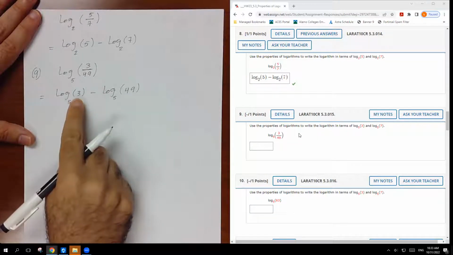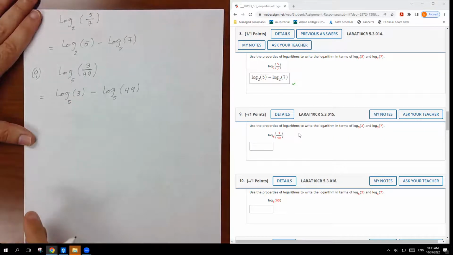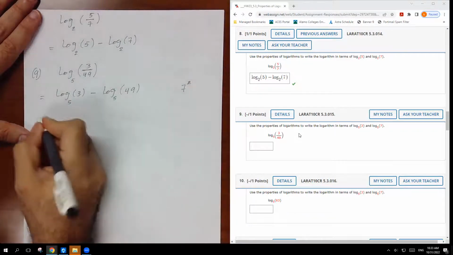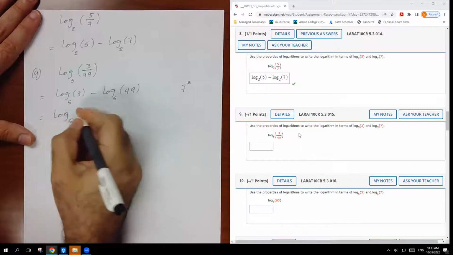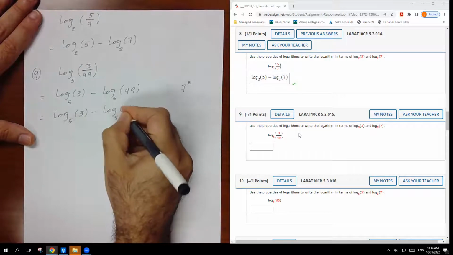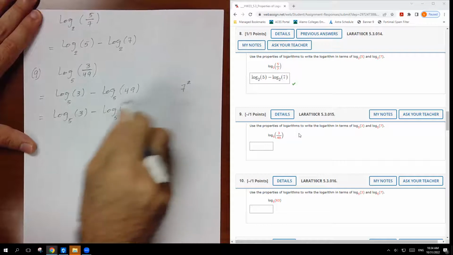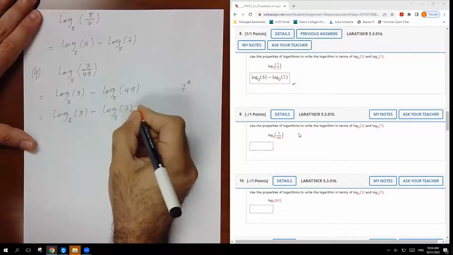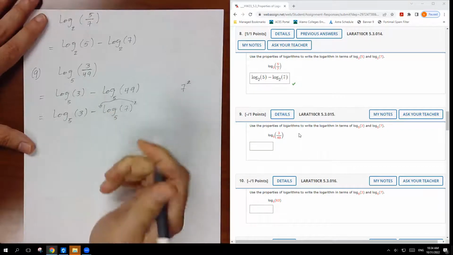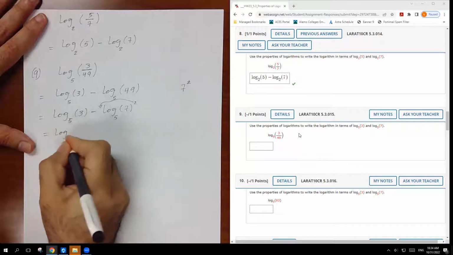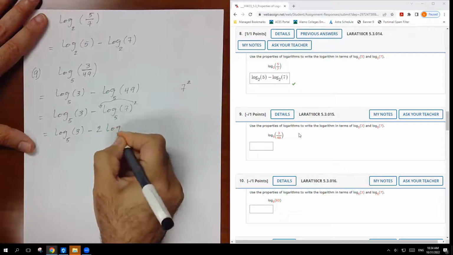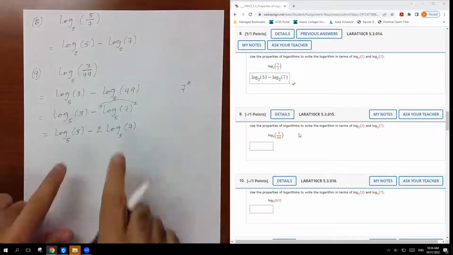I need to write the result in terms of 3 and 7. So this is 49. So I can write 49 as 7 squared. That means this one is going to be log to the base 5 of 3 minus log to the base 5 of 7 squared. Then by using the power property, I can move the exponent in front. That means it's going to be log to the base 5 of 3 minus 2 log to the base 5 of 7.